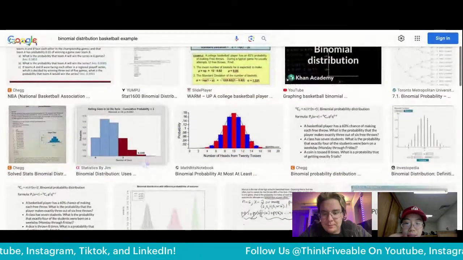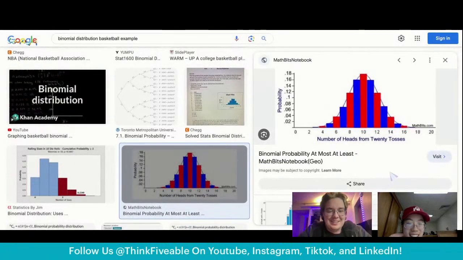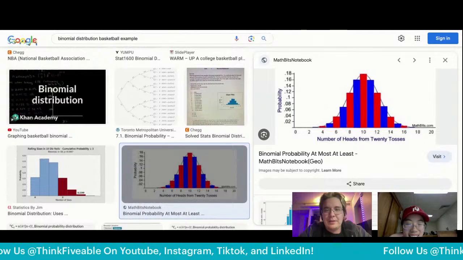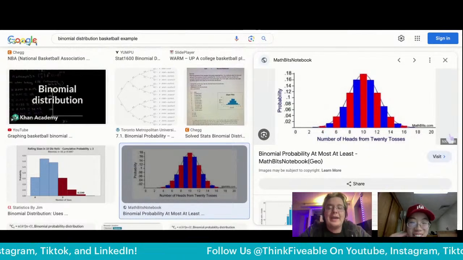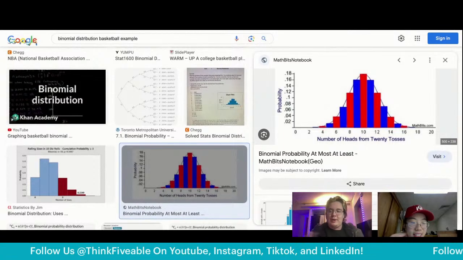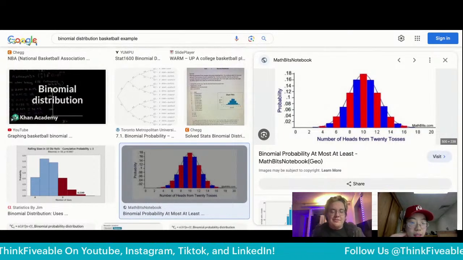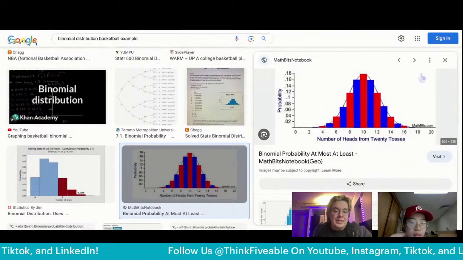Oh look, this one works. Ooh, fancy! Look at that. You even get multiple colors. So wow, the probability of getting heads, which in this case is 50%, 0.5, whatever number you want to give me, and the number of heads from 20 tosses.